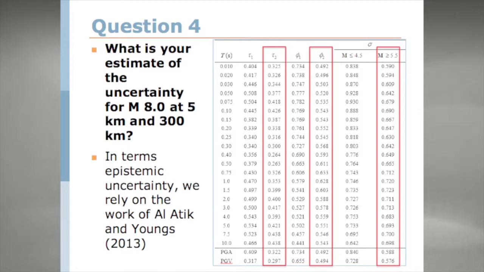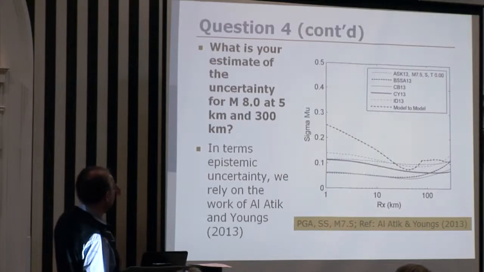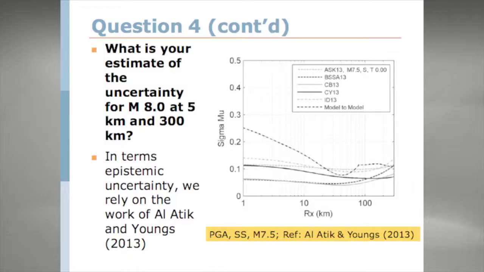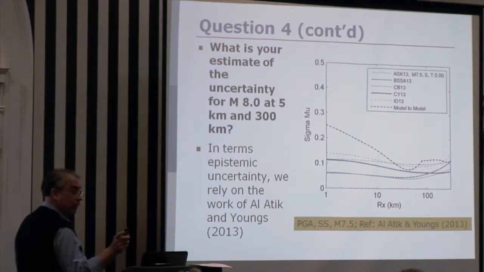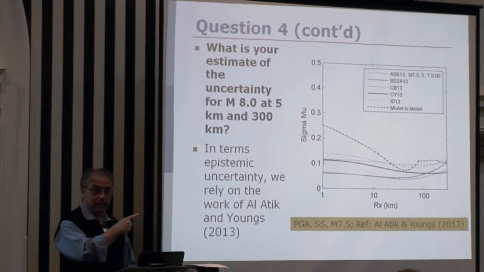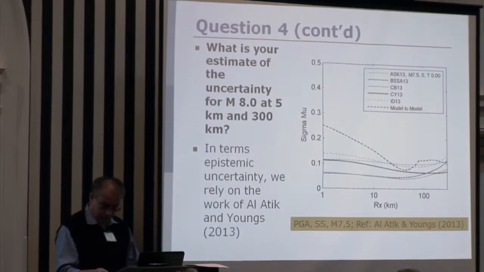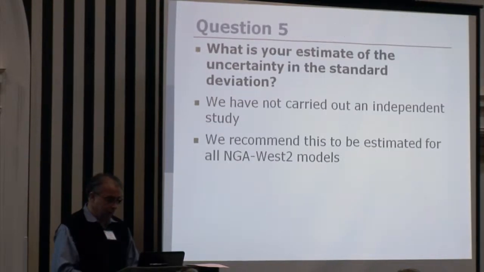Obviously, these are aleatory, and then also, as Norm said, we are relying on the study that Linda and Bob Youngs did, and this is the figure from their paper. This is for PGA, strike slip, magnitude 7.5, versus RX, and this is us. I don't know if Linda or someone else is going to give a presentation on these things later. Okay, so they're going to elaborate on that.